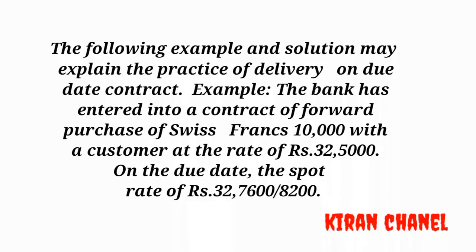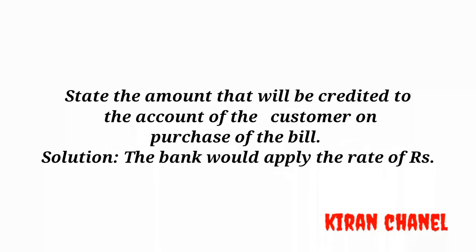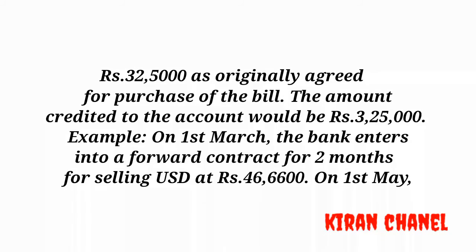Example: the bank has entered into a forward contract for purchase of Swiss francs 10,000 with a customer at the rate of Rs 32,005,000. On the due date, the spot rate is Rs 32,007,600 to 8,200. State the amount that will be credited to the account of the customer for purchase of the bill. Solution: the bank would apply the rate of Rs 32,005,000 as originally agreed. For purchase of the bill, the amount credited to the account would be Rs 3,025,000.